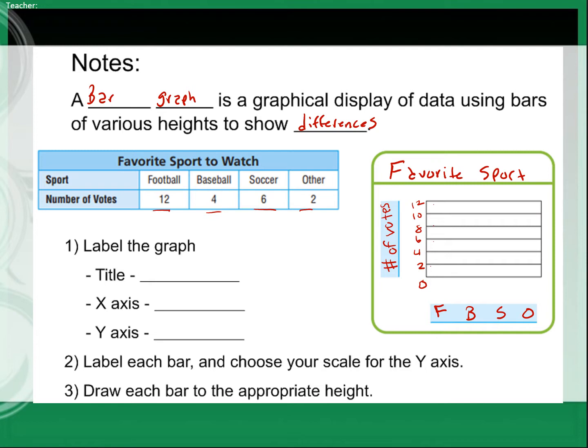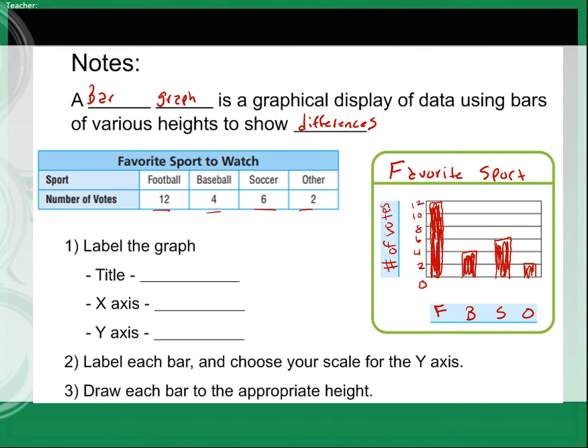And then I can graph my bar. So football had a total of 12 votes. So then I would draw a bar, go all the way up to 12. And then normally we shade them in. Okay. And then baseball had 4 votes, so I take a bar and go to 4. And then soccer has 6 votes. And other has 2 votes.